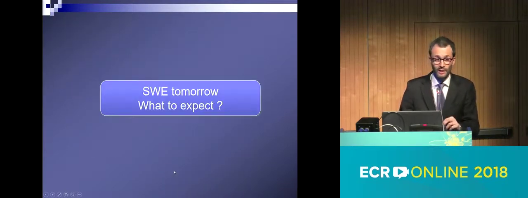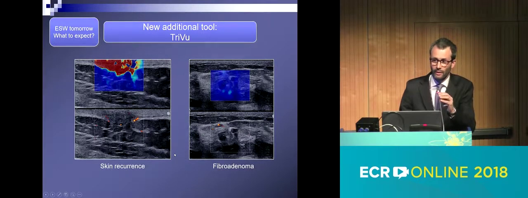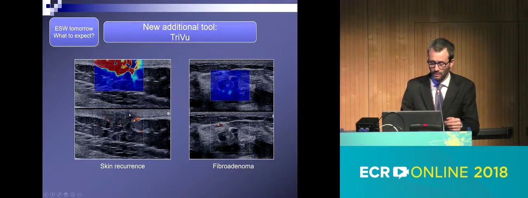So for tomorrow, what to expect? Jeremy told you that there were new additional tools, and that this one is TriVue. This tool allows you to display at the same time the color Doppler results and the elastography results. Here, this is a skin recurrence, and you see this stiffness area with a slight vascularity on Doppler, and this is a fibroadenoma, and you have at the same time vascularity and stiffness information. So I think really it makes your daily practice easier, but anyway, I'm not absolutely sure it will really change significantly the management you will have for your patient.